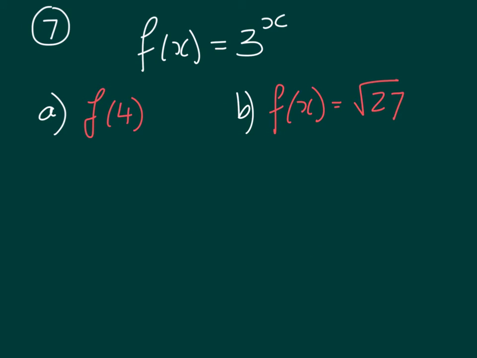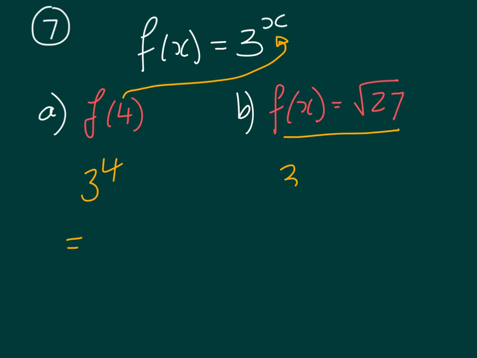Question 7 is very, very similar to question 2, to start with anyway. The first part, to work out f of 4, that just means put 4 into this formula. So 3 to the power 4, which you can work out. Part B is a lot harder. This time we've got the function which equals root 27. So we have to put the function equal to root 27. What is the function? The function's the little formula part, which is 3 to the power x.